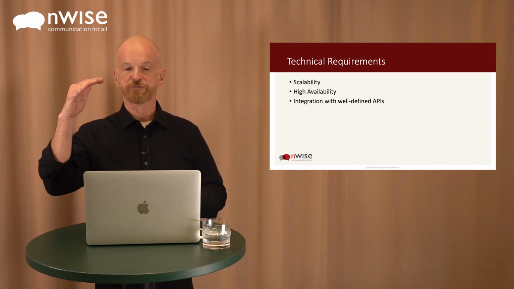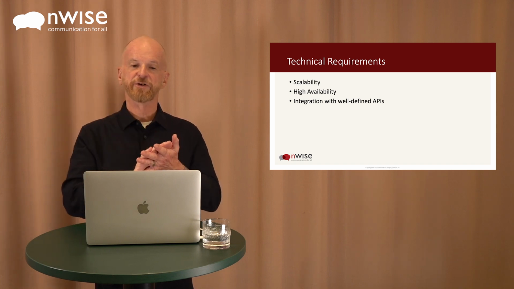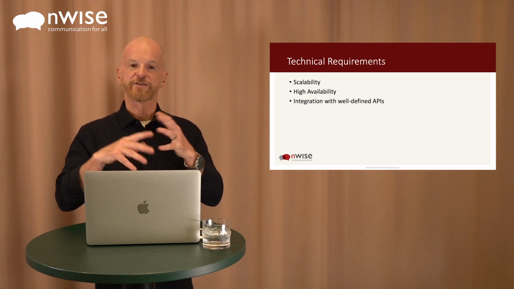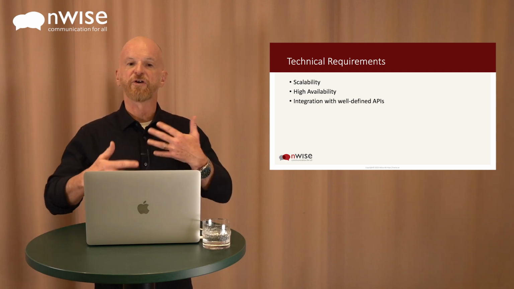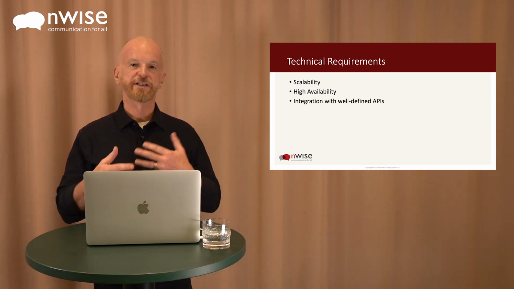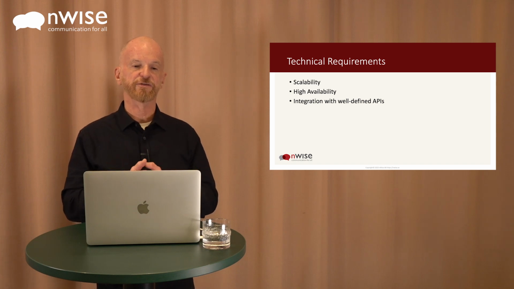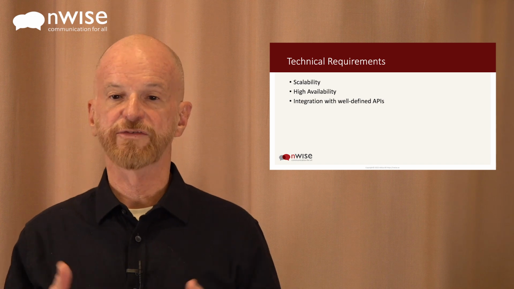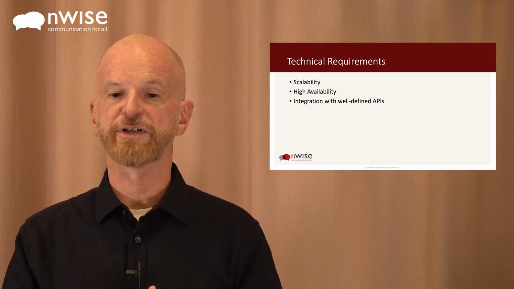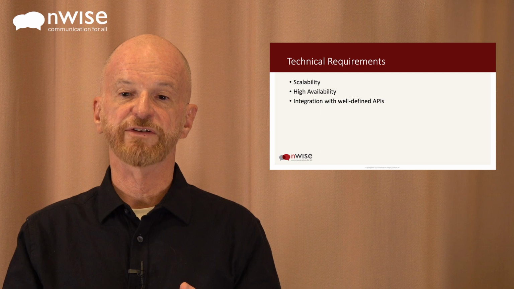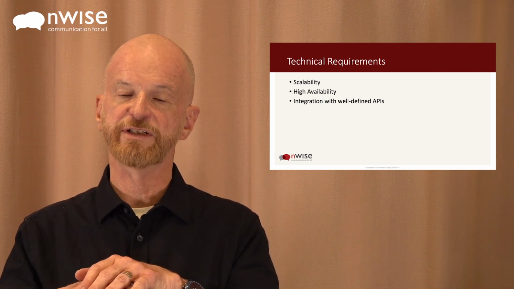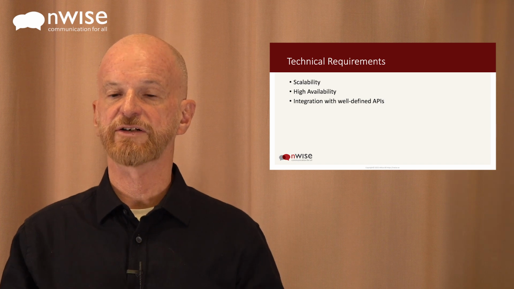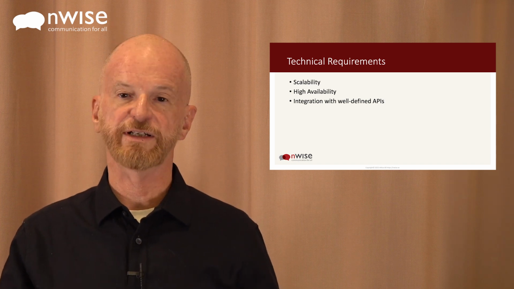Technical requirements: we could make a very long list, but I'll talk about three of them. Scalability: not many calls in the beginning, but if a larger portion of the population is using RTT to make emergency calls, then you have to be able to scale up. High availability, of course, as emergency services need to be highly available. And integration with well-defined IPs, so this way you can integrate the RTT bridge into the core network in a much easier way.